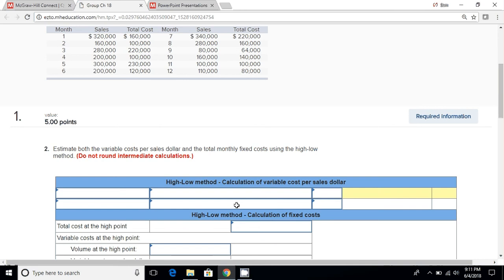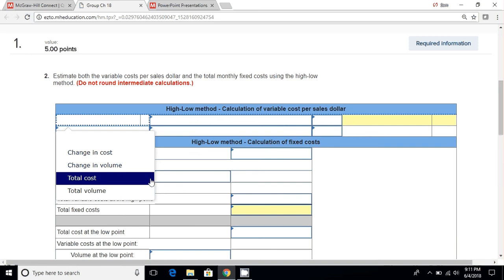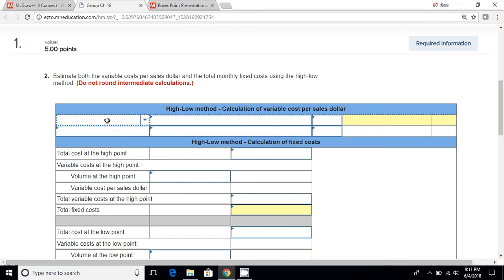And then what they're asking us to do is calculate the variable cost per sales dollar. We've got to figure this whole thing out. If you ever pull these up on homework and you just start staring at it and think, I don't have a clue what they want, that's why I give you the drop downs, right? So that you can kind of see that they're looking for something. If you go back and look at the formula, what were they looking for here?